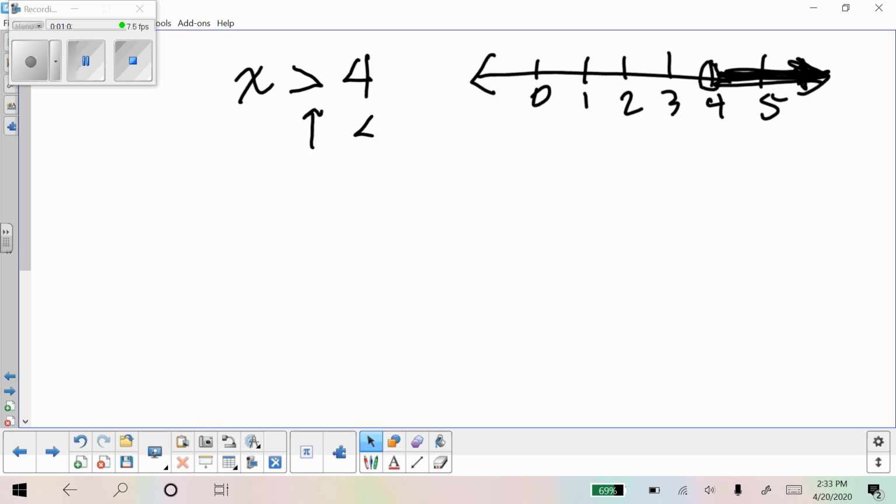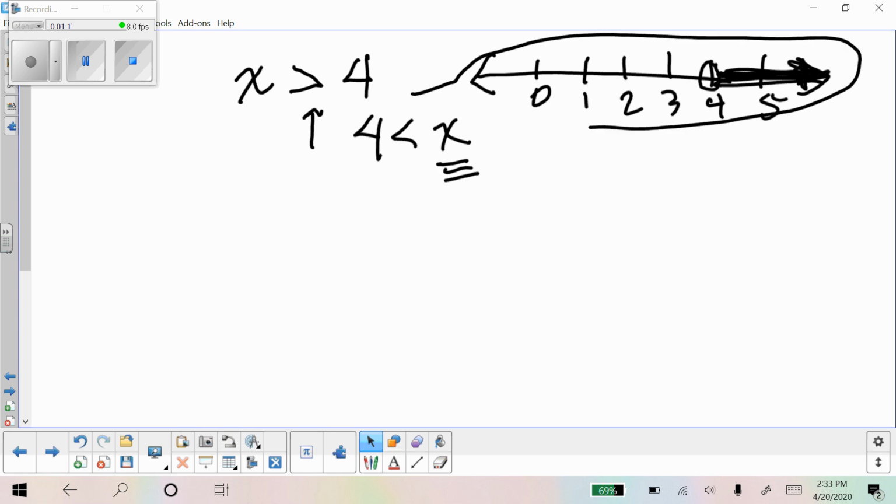Now, you might also see this inequality this way. And basically, it's the same thing. We're just saying 4 is now less than all your numbers, x. But both of those have this graph right here.